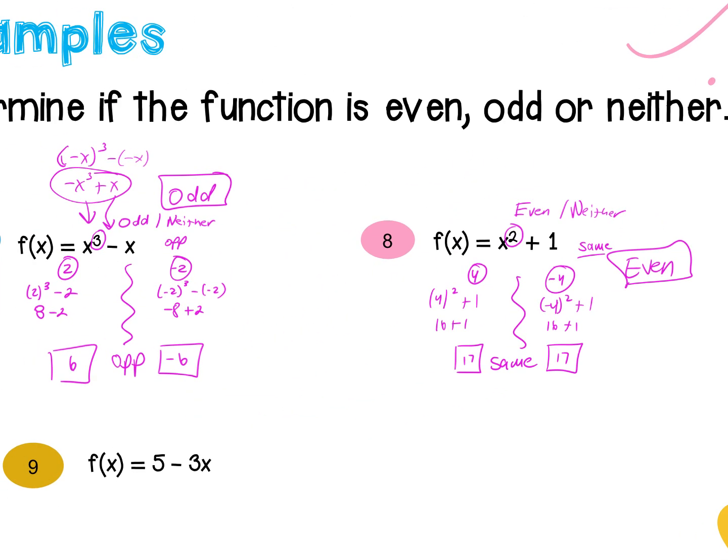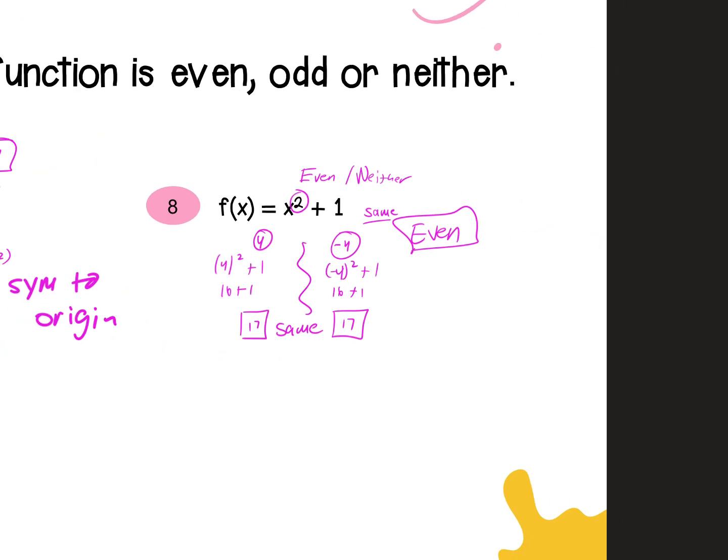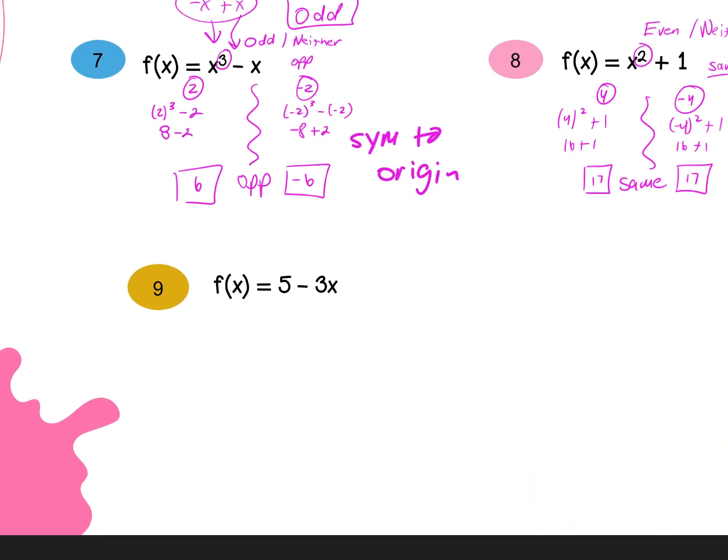Now, let's talk about if it has symmetry. That last slide, it said if the function is odd, it's symmetric to the what? Origin, symmetric to the origin. If it's even, it's symmetric to what? To the y. Y will cut it in half. That make sense? All right, let's look at the next one.